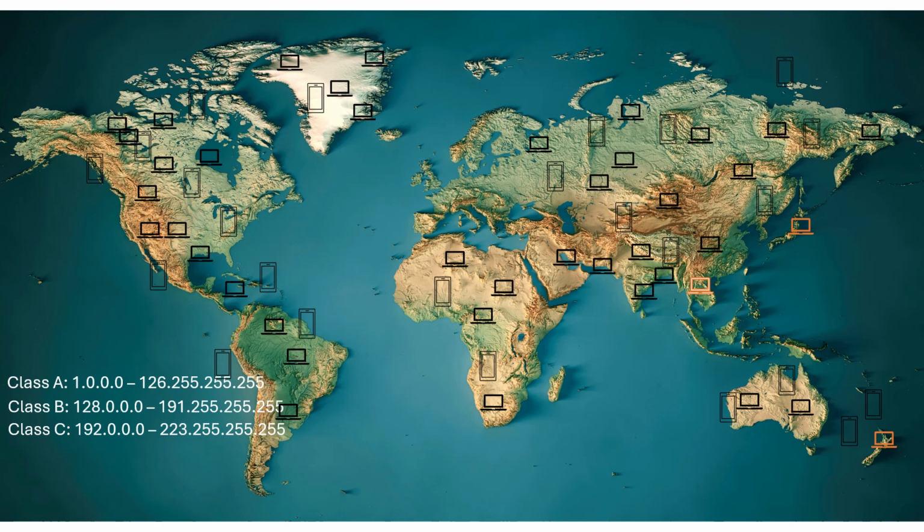Class C contains addresses from 192.0.0.0 to 223.255.255.255. Class D is from 224.0.0.0 to 239.255.255.255. This range is used for multicast, and the address class E is a reserved class. General public cannot use it. Important to note that in an IP address, every number separated by a dot is called an octet.